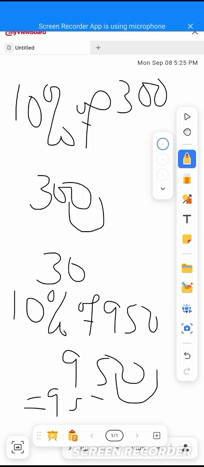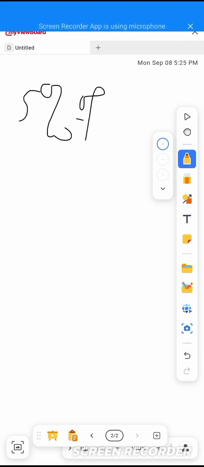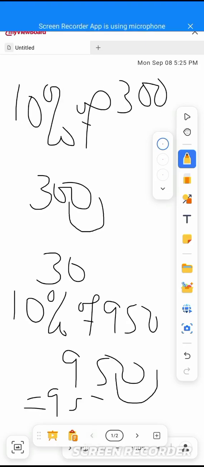So let's look at another trick, another shortcut. Shortcut number 2. If you're asked to find 5% of any number, just take the 10%. So for example, let's say you are told to find 5% of 950. You and I know that in my previous example, 10% of 950 is 95. So definitely 5% of 950 will now be half of 95. So what is half of 95?